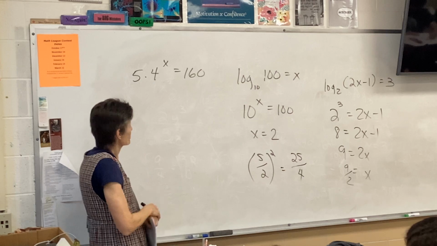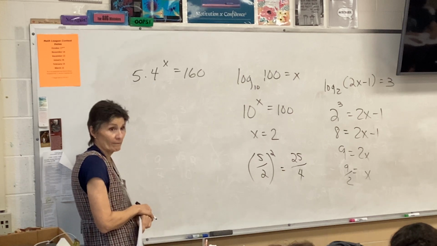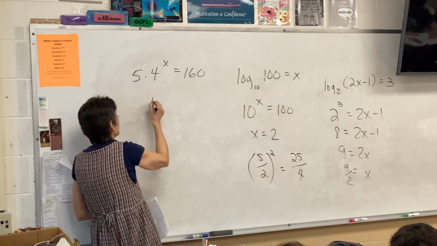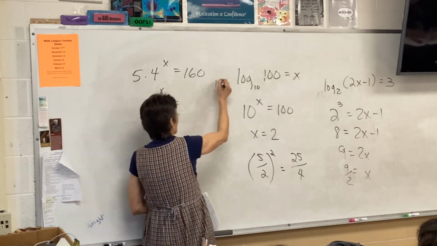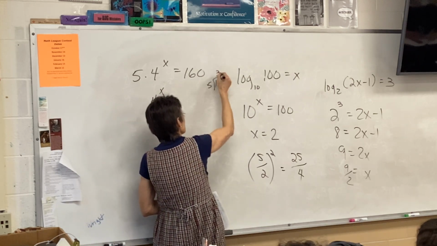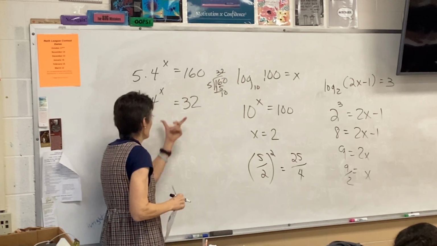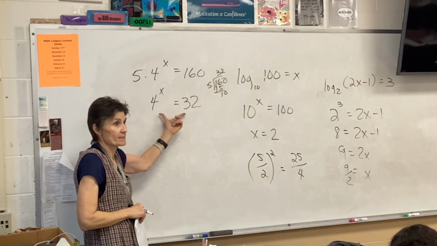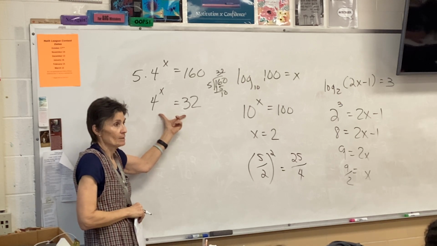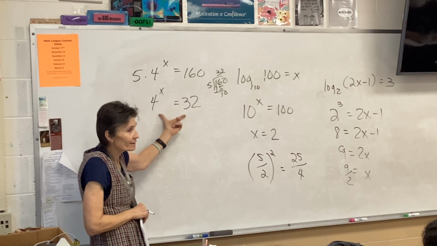What do I do here? This looks tricky. Divide by 5. I don't know what 160 divided by 5 is, so I'll do it right over here, 32. That problem was on another practice test, exactly this problem. Who remembers what we did?